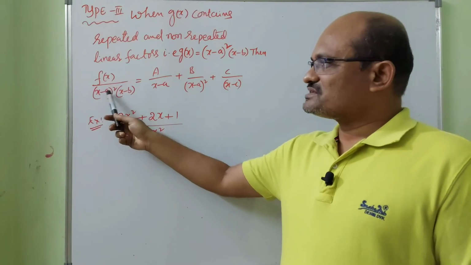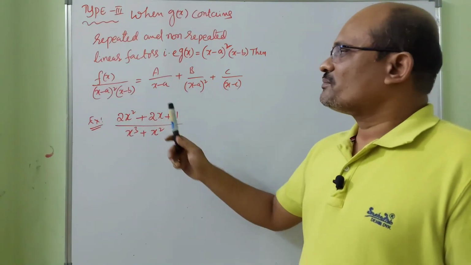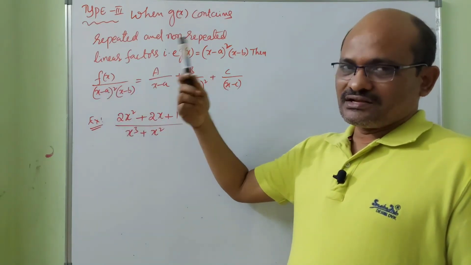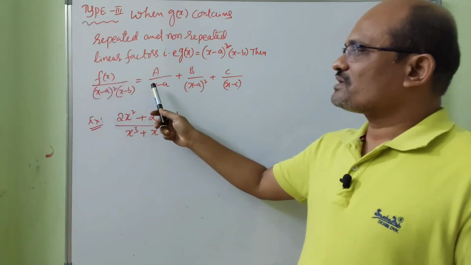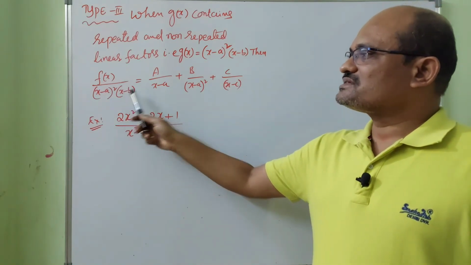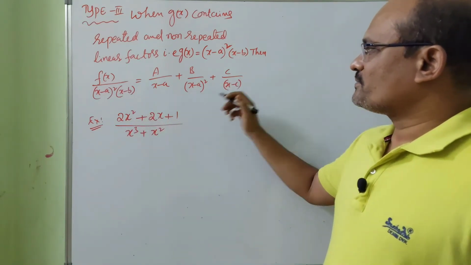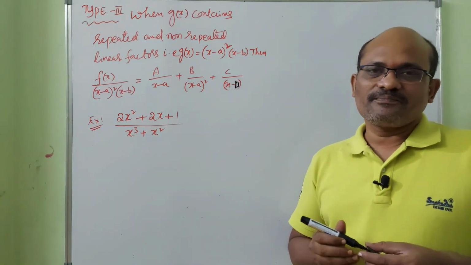The way of resolving into partial fractions is like this. Because these are linear factors, take constants and write the partial fractions. Because it is repeating 2 times, the partial fractions for (x minus a) whole square are A by x minus a plus B by (x minus a) whole square. Now for x minus b, C by x minus b.